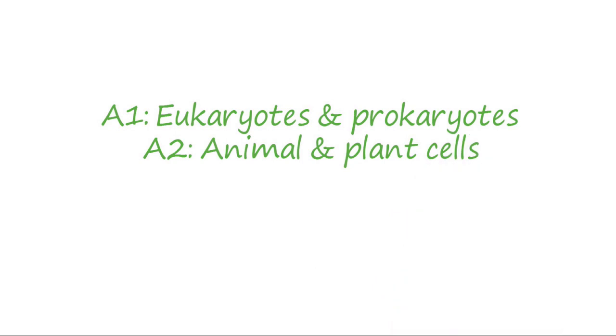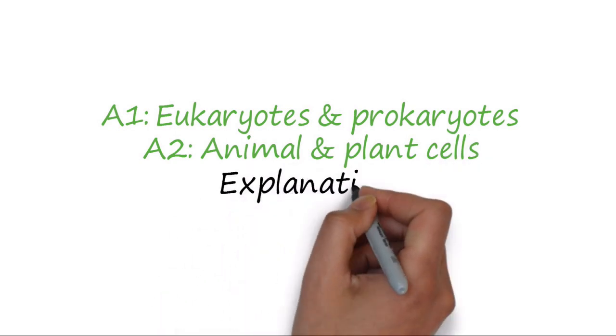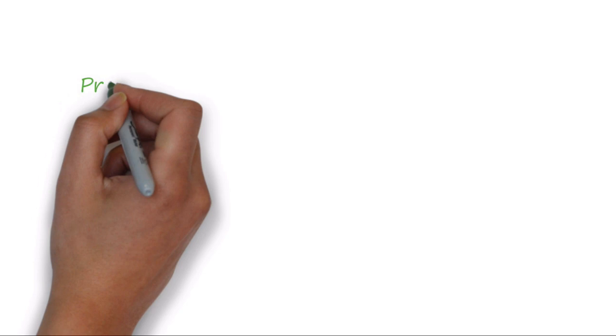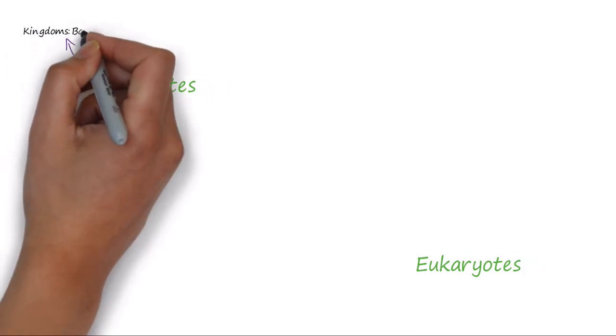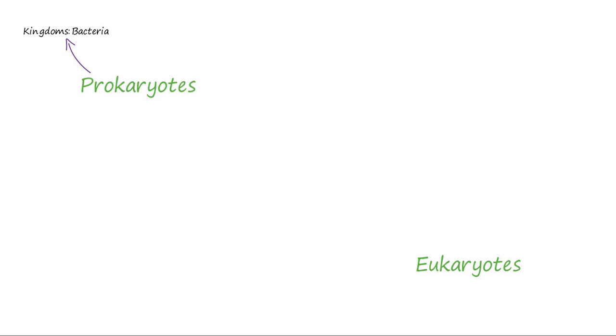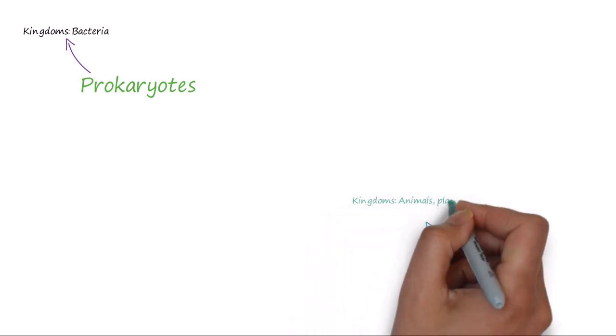All living things are made up of cells. In this video, we will be discussing two types of cells, prokaryotic and eukaryotic cells. Life on Earth is classified into 5 kingdoms: bacteria, which are made up of prokaryotic cells, and animals, plants, fungi, and protoctista, all of which are eukaryotes.